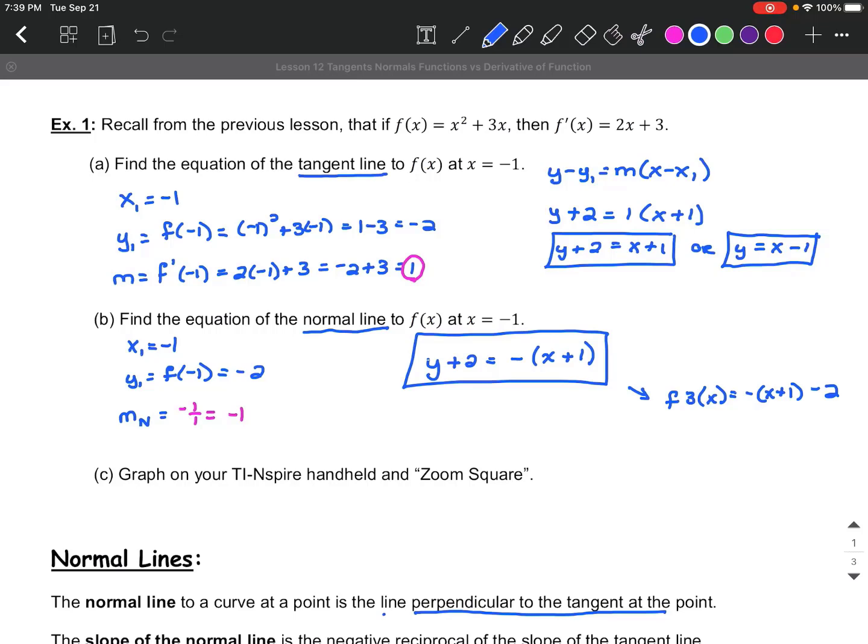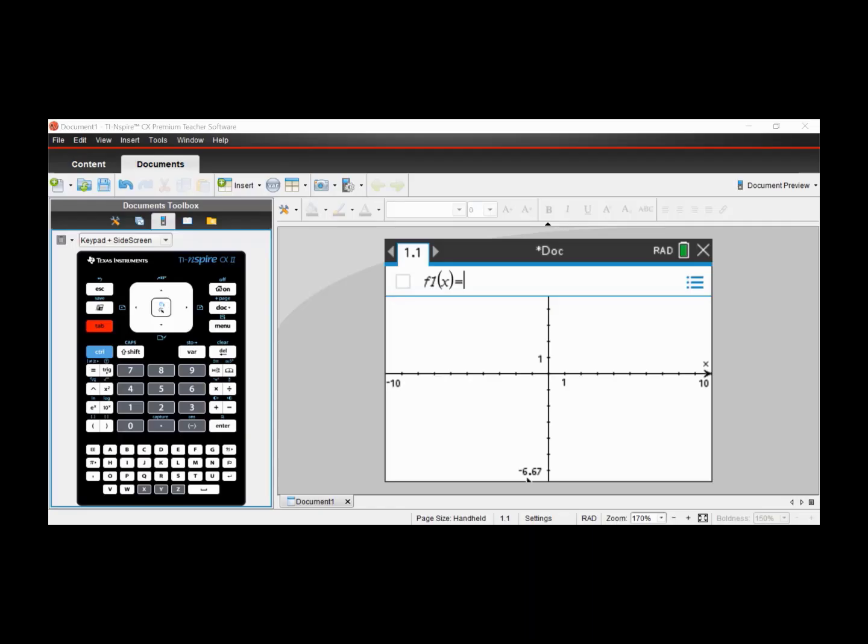So now we're going to go to our calculator and take a look at this. Here we are at the calculator. The first thing we're going to do is graph our function, which was x squared plus 3x. Then I'm going to go down to F2 and we're going to graph our tangent line, which was f of x equals x minus 1. And then in F3, we're going to graph our normal line, which is f of x equals the negation of x plus 1.